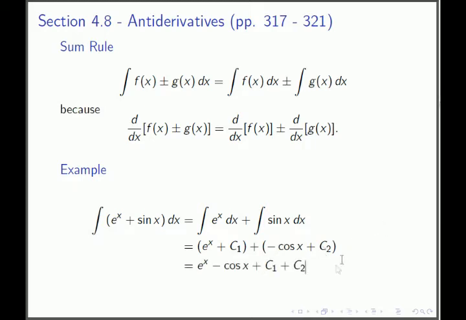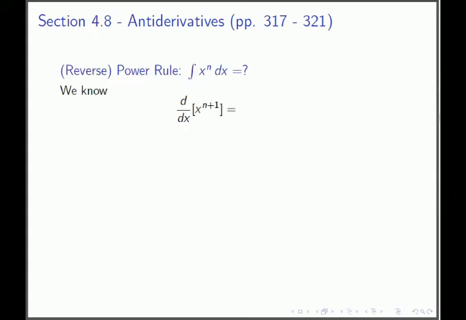Okay, let's rearrange these terms, and notice that since C1 and C2 are both just arbitrary real numbers, their sum is again an arbitrary real number. So we can replace C1 plus C2 by just a single constant C.